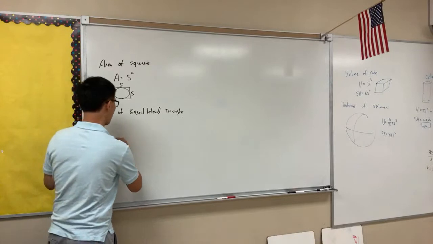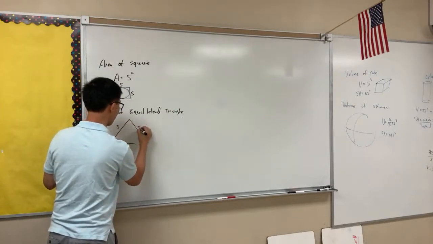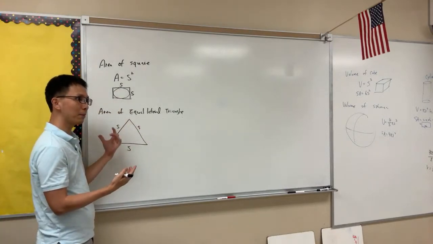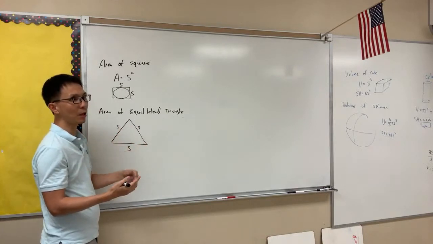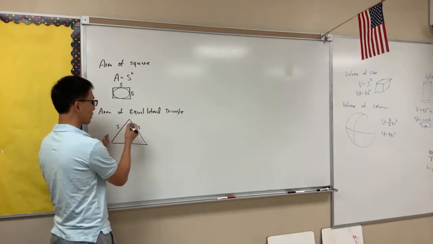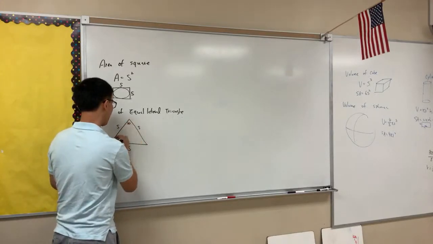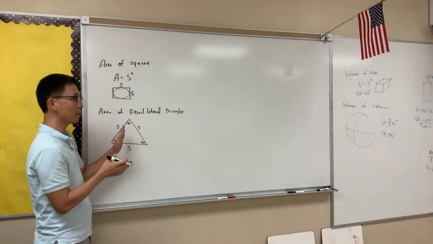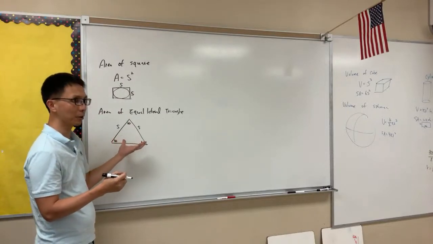Equilateral triangle. So for example, if I have a triangle like this, and these are s, s, s. If they all have the same side, that implies they are equilateral. Equilateral also means equal angles, meaning every angle is 60 degrees, right? So if this is 60, this is 60, this is 60, I can use this and two other concepts to find the area of an equilateral triangle.